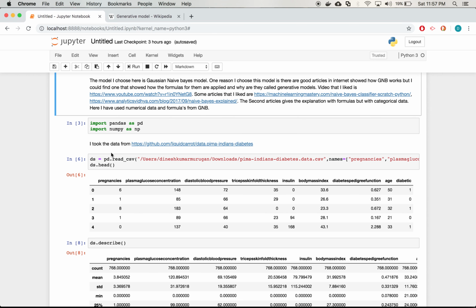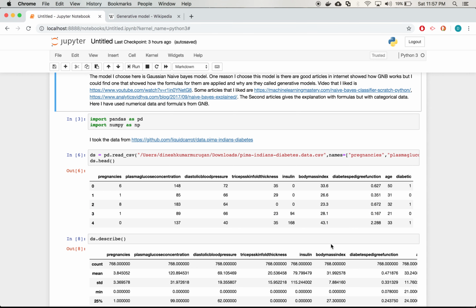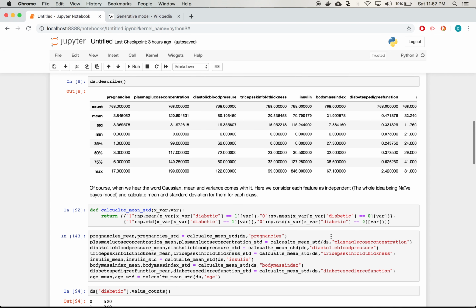The data set that I took, I'll put the link in the video, explains whether a person is diabetic or not based on 8 different parameters.